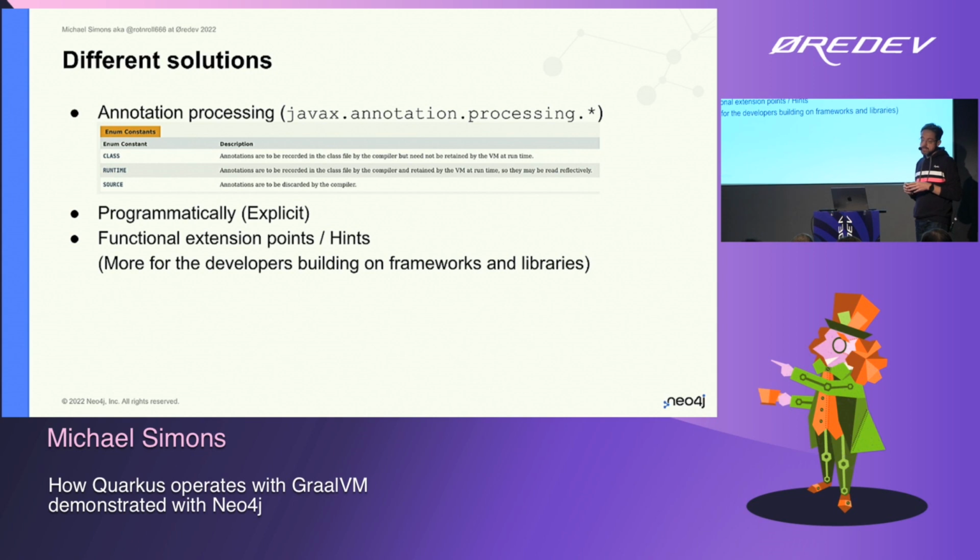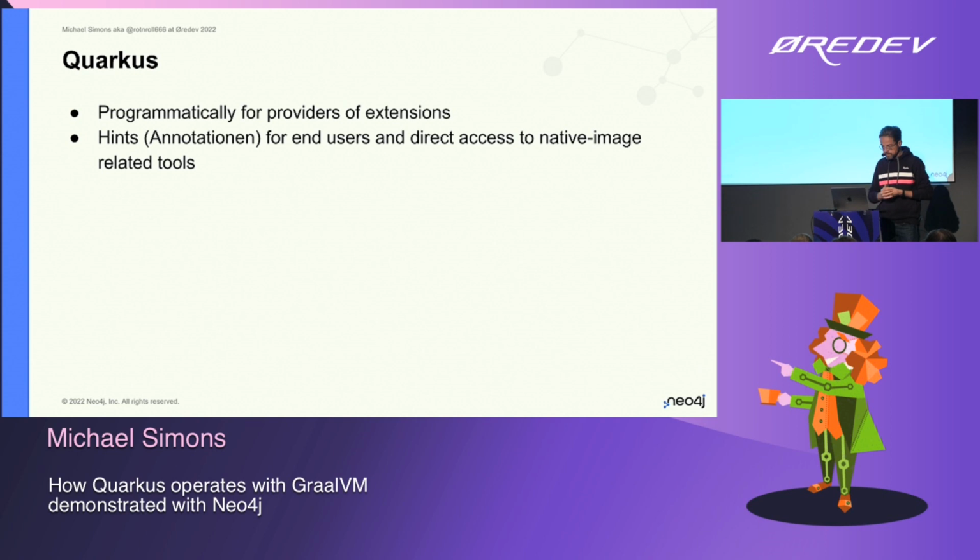And the frameworks themselves, all of them again, provide functional extension points, either through API or through annotations that are meant to be hints, like include that class for reflection. And the people providing extensions for Quarkus, they basically go with annotations.